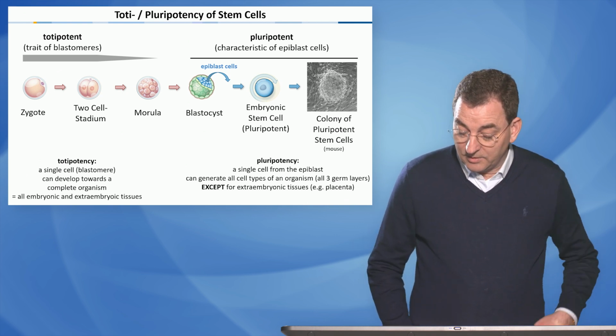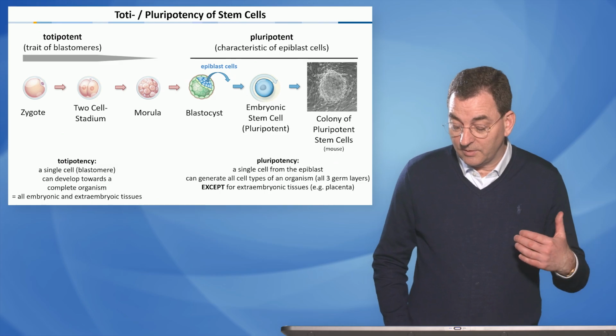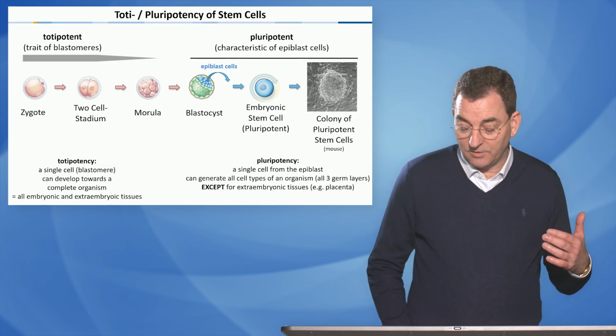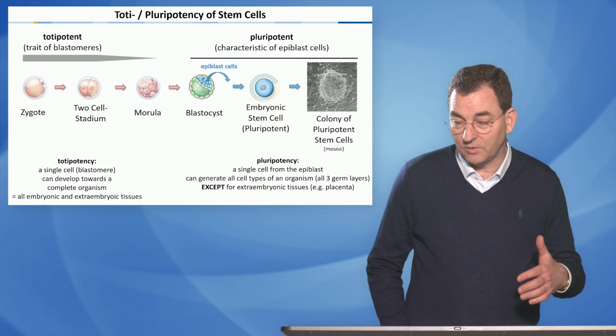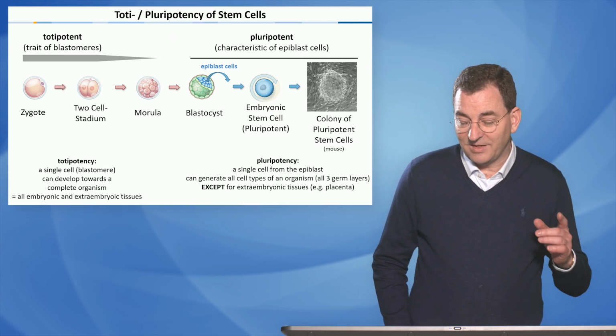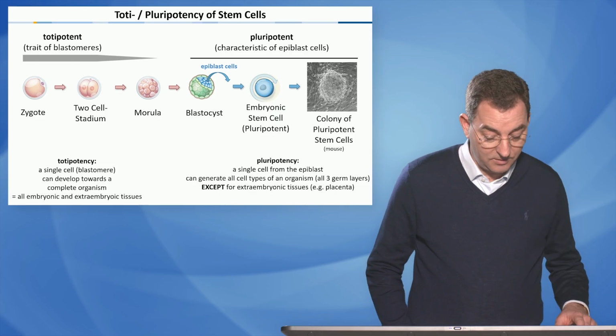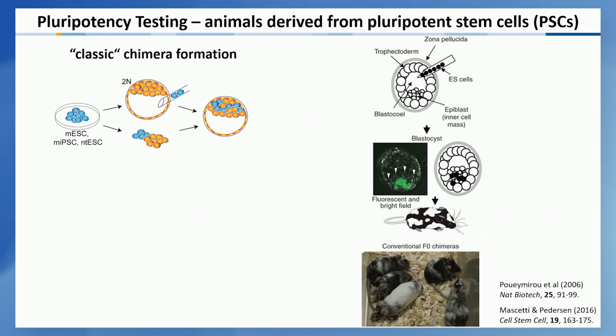So once again, pluripotency means a cell of the epiblast can generate all cell types of the organism, of all 3 germ layers. Exceptions are the extraembryonic tissues, for example, a placenta. So how do we know if a cell is pluripotent or not? That's something, of course, we have to know. It's not just a textbook definition. It comes from experiments which have been done. So how do we know that?